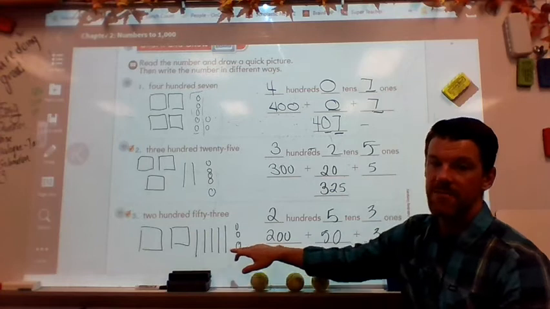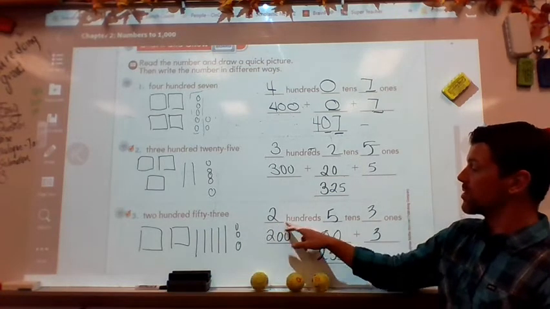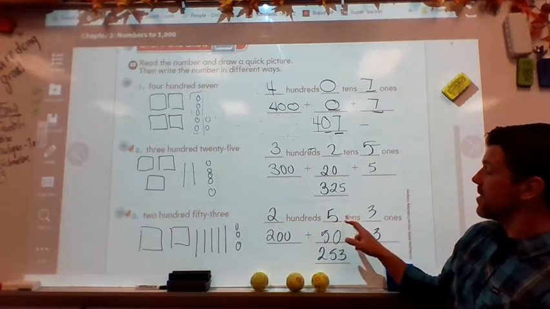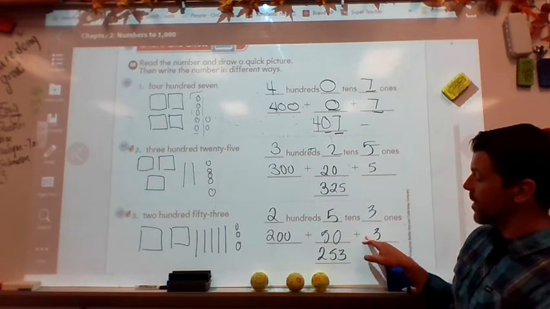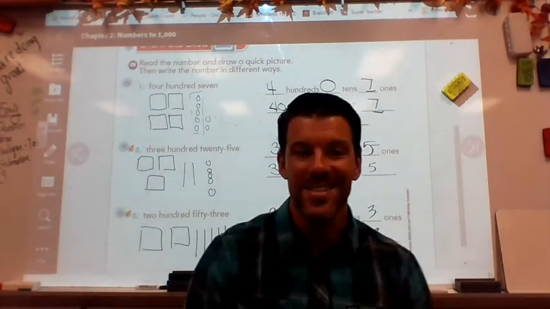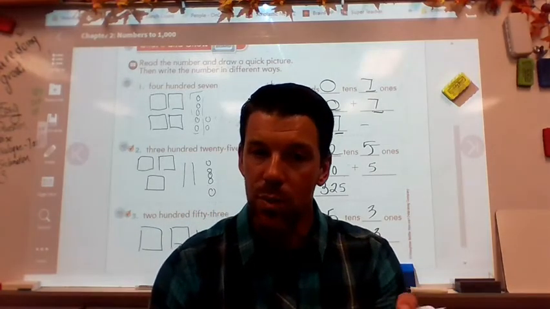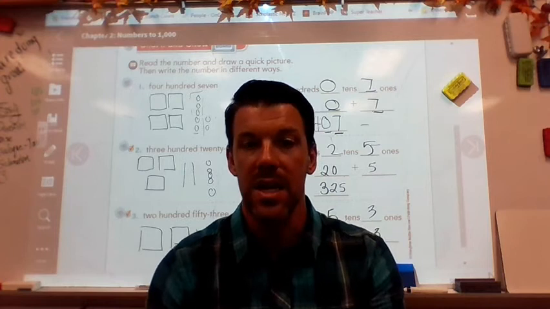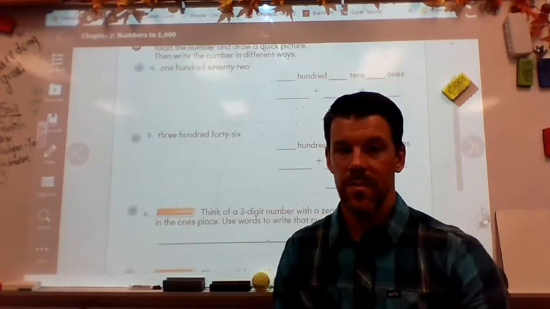2 hundreds, 5 tens, and 3 ones. 200, 5 tens, 3 ones. 200 plus 50 plus 3 equals 253. If you guys did that, give yourselves a good pat on the back. If not, I want you to rewind the video a little bit, pause it, and fix your answers, and then come back to me in a moment.